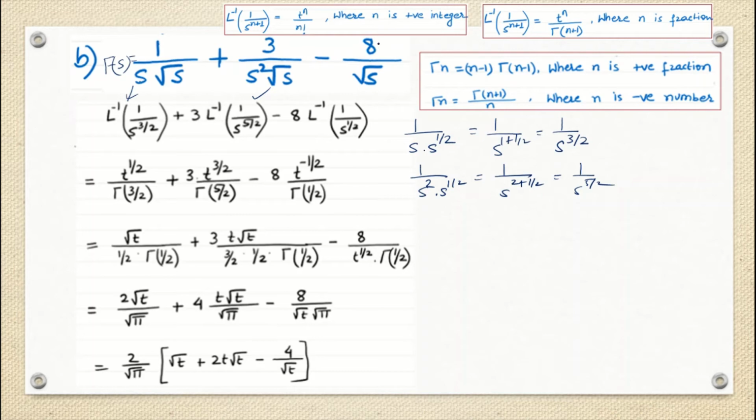So this is done. And for the last term, 8 is a constant, so it is taken out, and then 1 by s to the power half. Okay, now we are just writing down the Laplace inverse for each term. So till here I think there is no confusion.